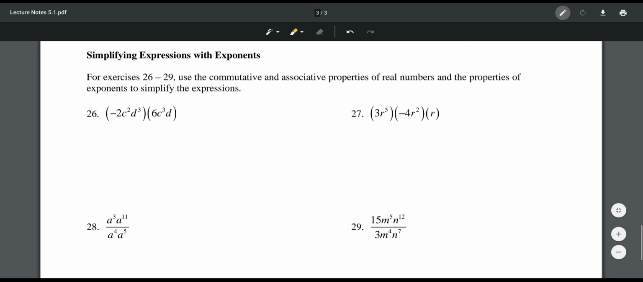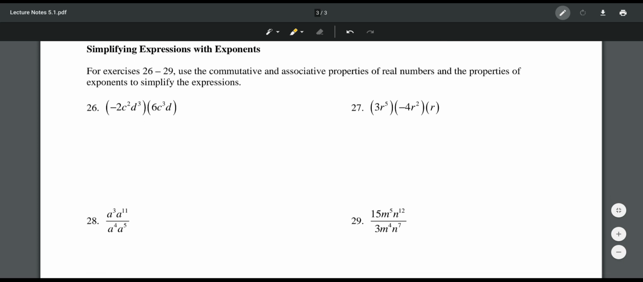Now, going a little bit further and simplifying expressions with exponents, we're going to use the commutative and associative properties and some properties of exponents to simplify. So in number 26, we are straight up multiplying one term times a second term. So I'm going to write down your thought process. This is what you should be thinking. You should be thinking, I need to multiply negative 2 times 6. I need to multiply c squared times c to the 3rd, and I need to multiply d to the 3rd times d.